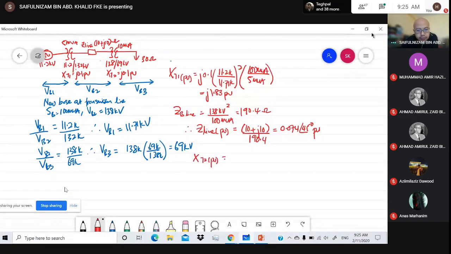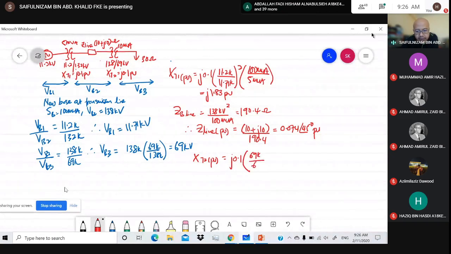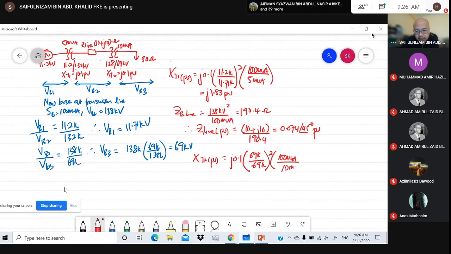XT2 per unit. Again, we have to find the new per unit value. You can choose primary or secondary. Let's say I choose secondary, 69. New also 69, right? Okay, same. In this case, old and new base voltage are similar. And then the power is 100 divided by old is 10. So should get j1 per unit. Did you get that for transformer 2?